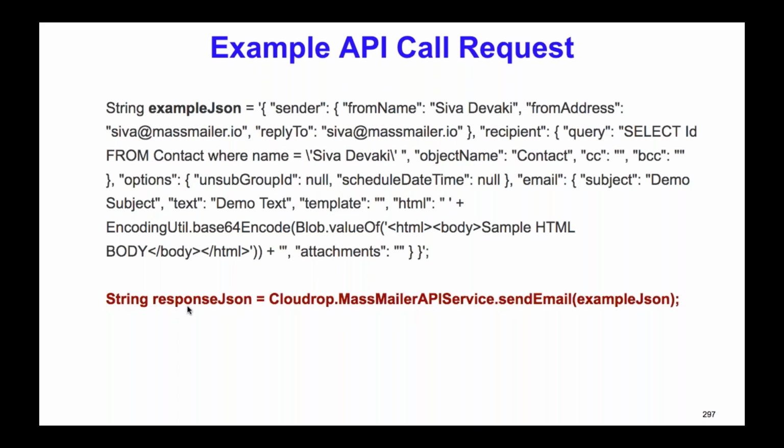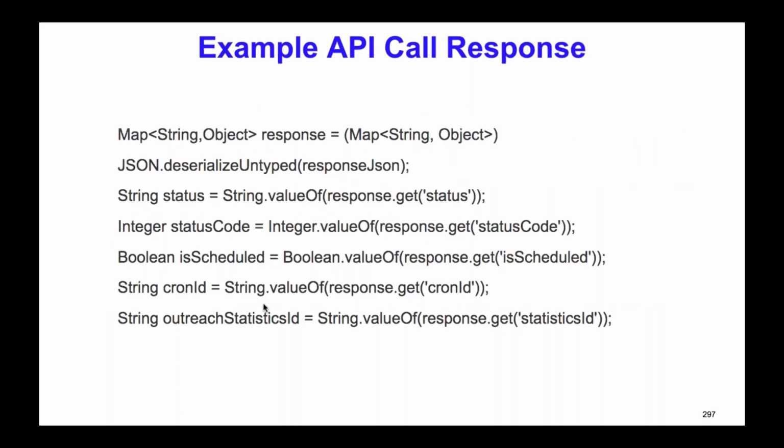And then you get a response back from MassMailer, and from that response you can actually, it's supposed to be a map. Sorry, I think in the previous example it was shown as a string. It's basically a map that you're getting as a response. So you can actually parse the respective value from this response.